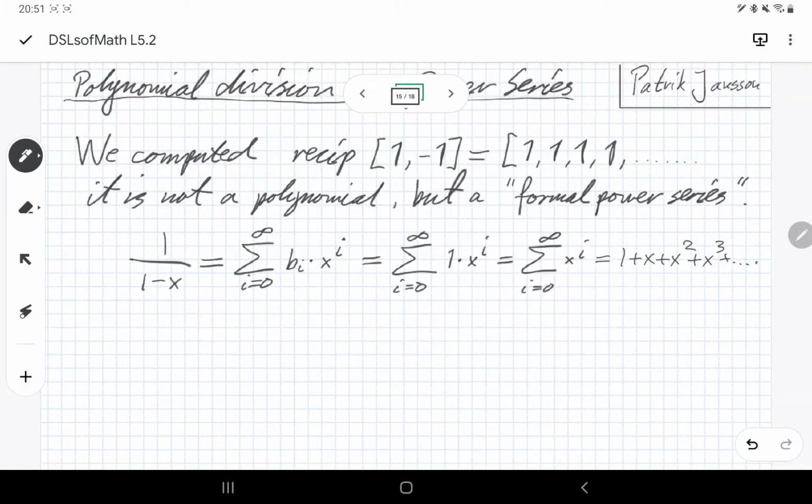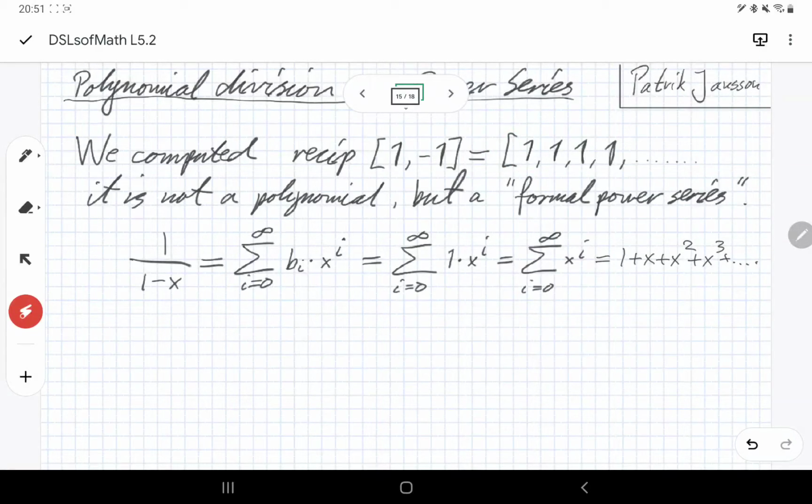So now we should be a little bit worried about convergence of these sums. That's why it's called here formal power series. So a formal power series is actually just this infinite list of coefficients. It doesn't talk about its convergence, and it's not at all clear for which x this sum would converge in general for an arbitrary list.